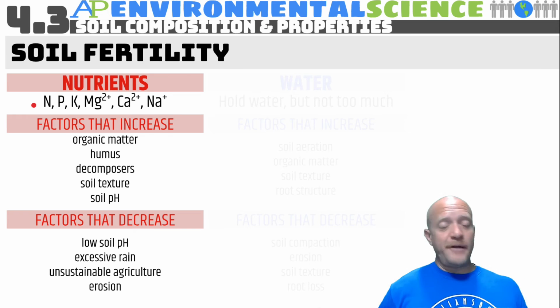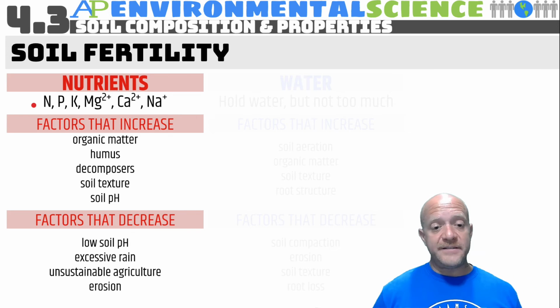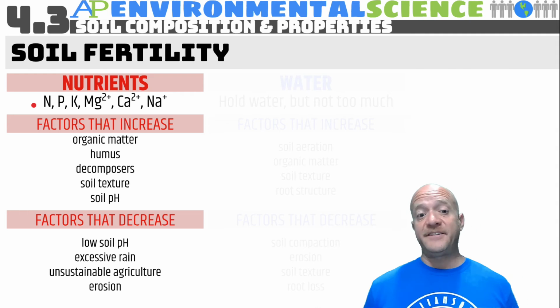If we have excessive rain, it's going to wash away a lot of the nutrients. If we have unsustainable agriculture, we're going to just deplete the soil of these nutrients. And if we have erosion, that soil is washing away anyway. You're not going to have access to that soil.